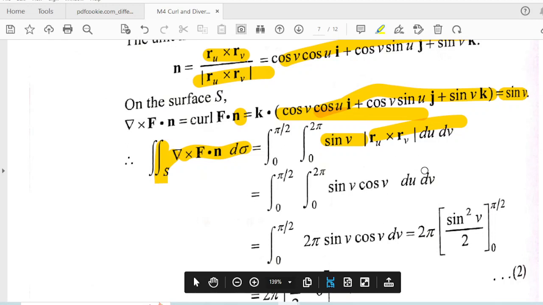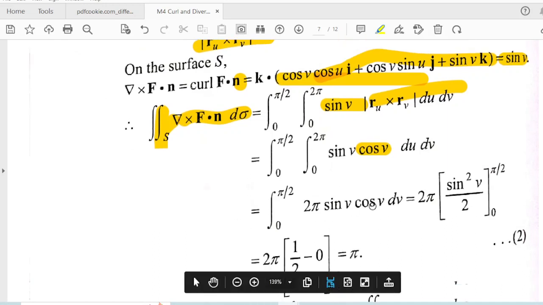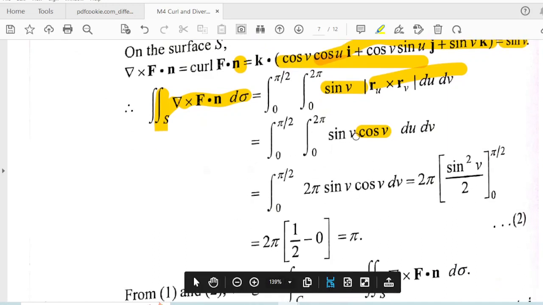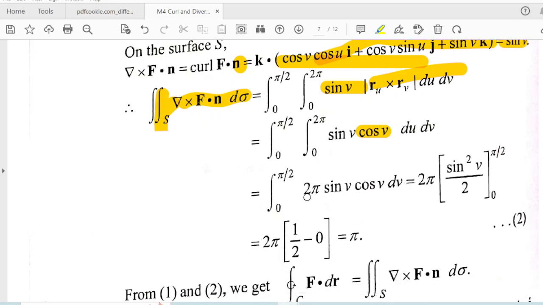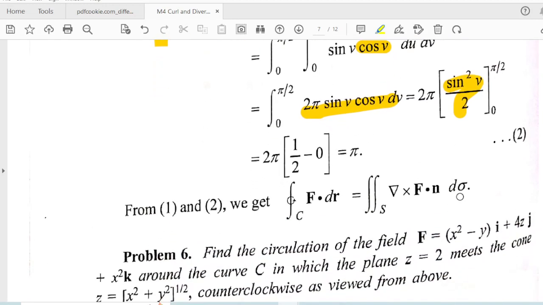Now, the magnitude of r u bar cross r v bar is sin v cos v. So you multiply and divide by 2. This is 2 pi sin v cos v dv. By integration by substitution, the integral is sin square v by 2. The limit is from 0 to pi by 2. So you get the answer as pi.